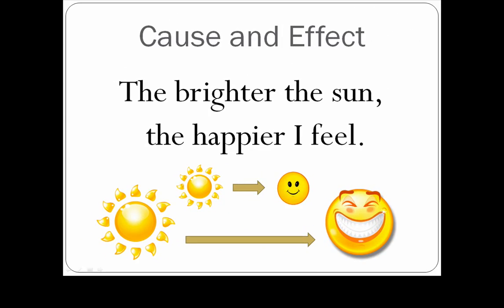I'd like to make sure you understand cause and effect. In the sentence, the brighter the sun, the happier I feel, where's the cause? It's here in the first half. That means the effect or the result is here in the second half. What I'm saying is that when there's bright sun, I'm happy. And if the sun is even brighter, I'm even happier.